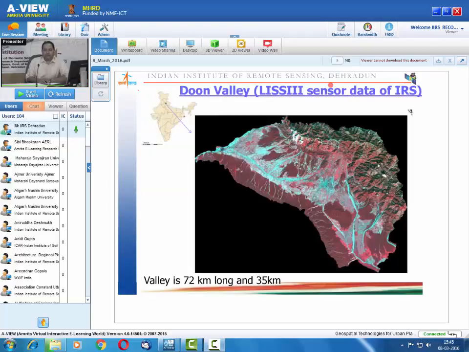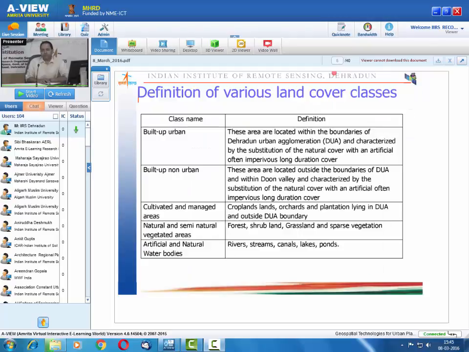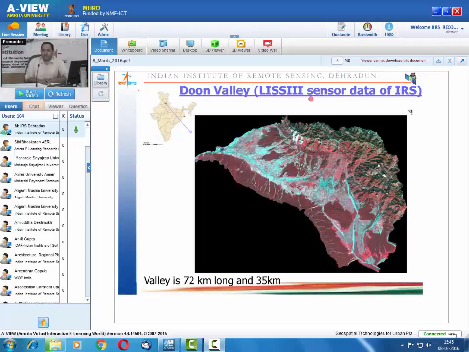Again, I am showing you an image of the Doon Valley. Before we began, the first thing, using remote sensing images, we have to classify this imagery into various land cover types, right? Built up is also one of the land covers, and then we try to study the dynamics of these land covers over a period of time using temporal images.